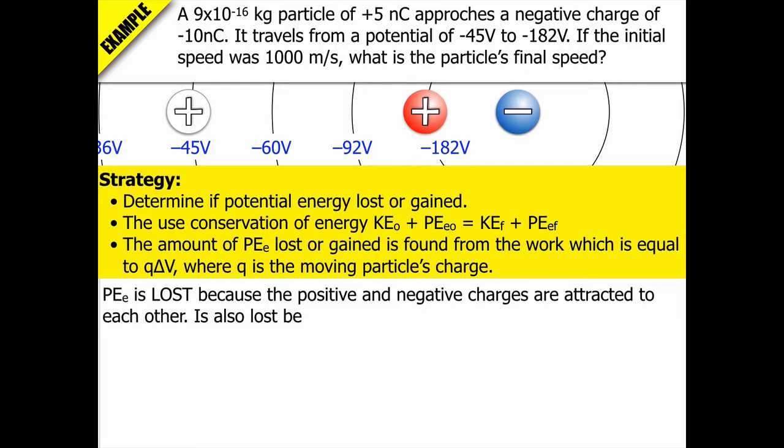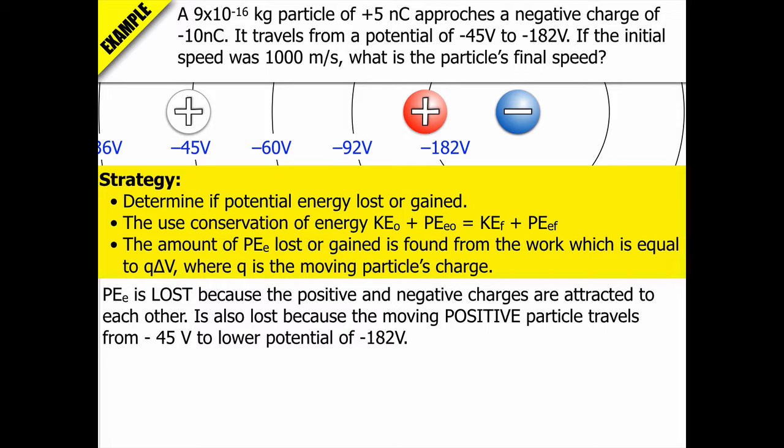So in other words, potential energy is lost because the positive and negative charges are attracted to each other. It's also lost because the moving positive particle travels from negative 45 to negative 182, which means it's going to gain kinetic energy because it's traveling to a lower potential.